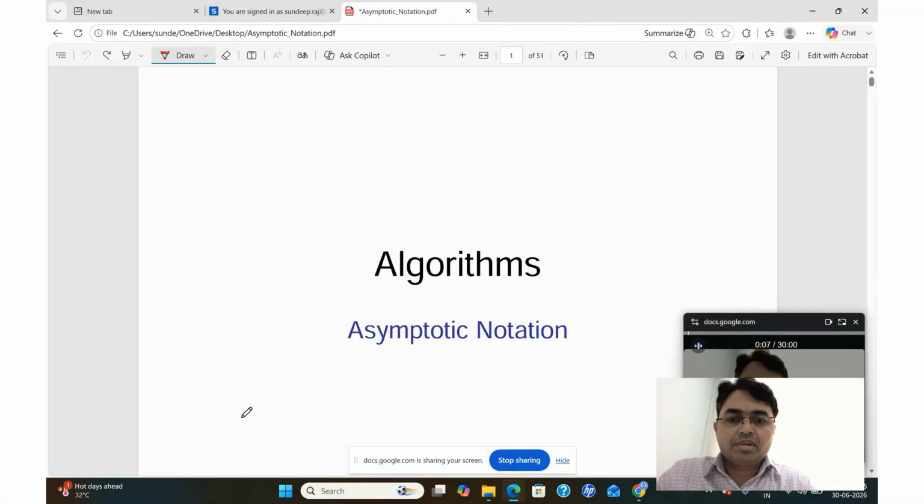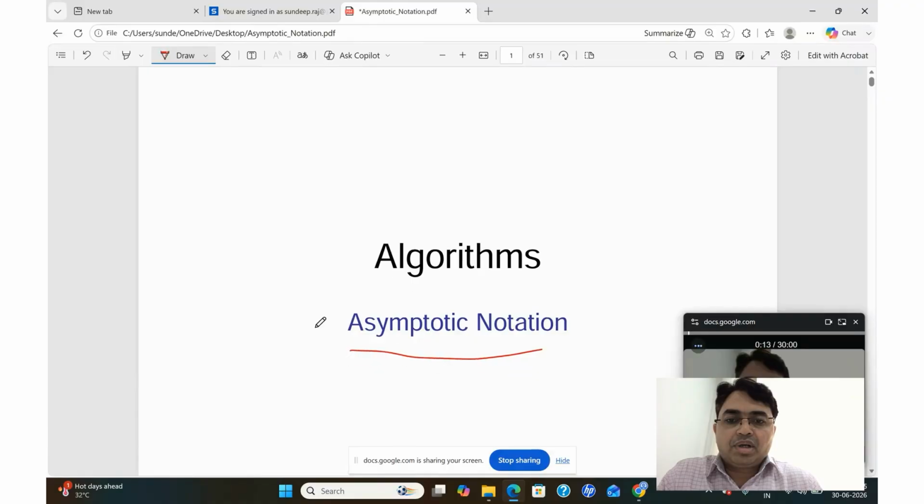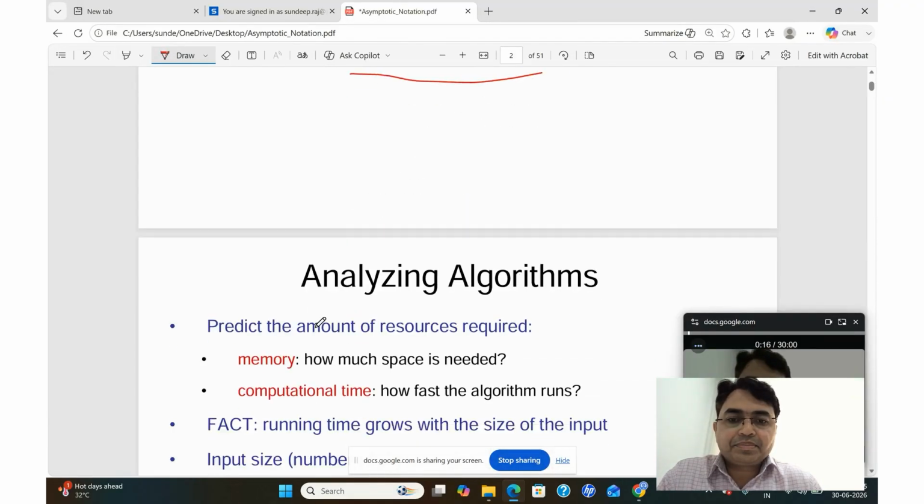Today we will talk about the asymptotic notations. We have learned the algorithms. So what are the asymptotic notations?